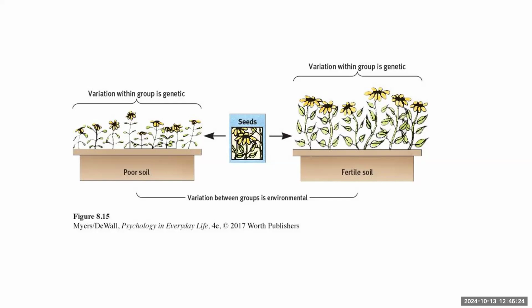Between group variation would be comparing the poor soil to the fertile soil. So we have more within group variability than between group variability when we look at people of different races. If we look at all white people, there is a lot of genetic variation. That's within group variation. There are lots of differences between us. There aren't more differences if we compare white people to Black people. It's the same within group variability.